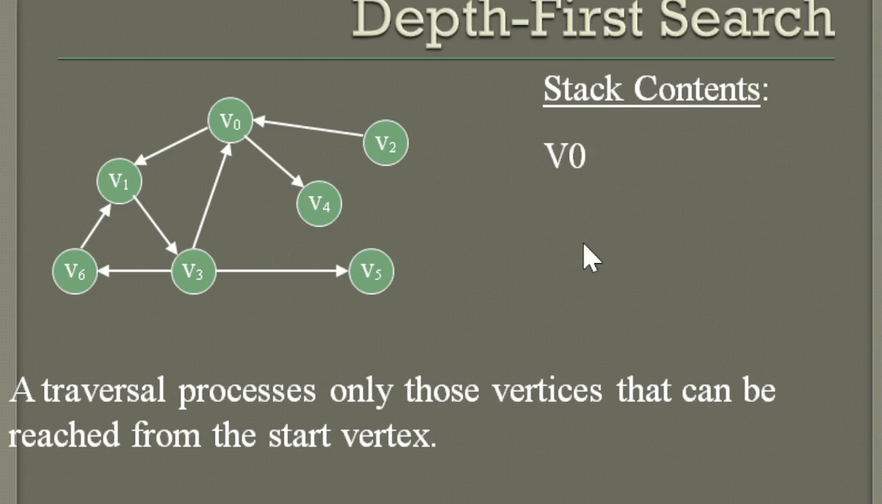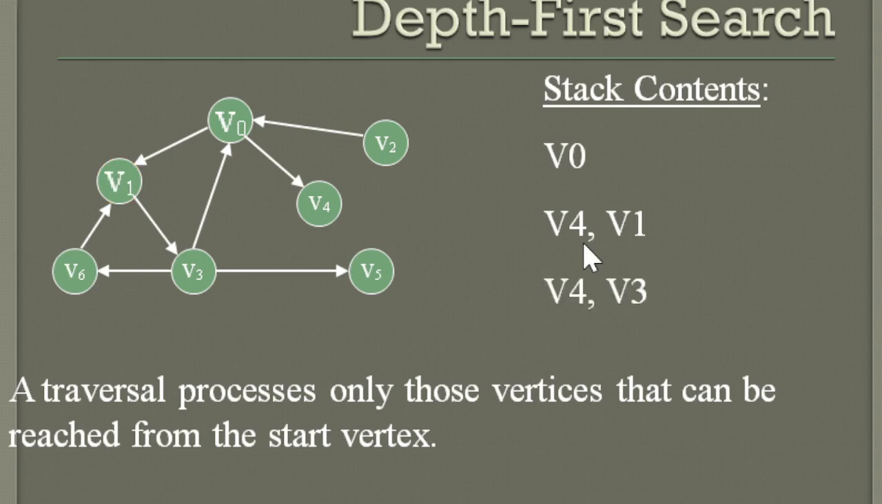Then V0 is pushed into the stack. Then based on V0, the adjacent nodes of V0 are visited, that is V1 and V4. These are also pushed into the stack. Then we can select any one of the nodes from that, that is V4 or V1. Then we select V1 as the node. The adjacent node of V1 is V3. So V3 is pushed into the stack.